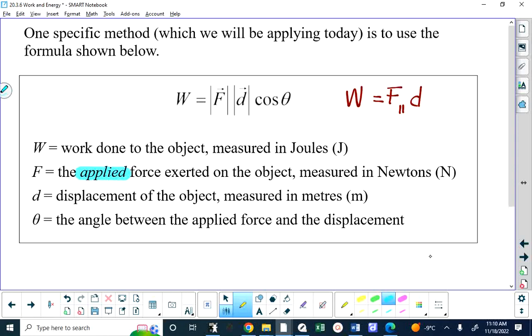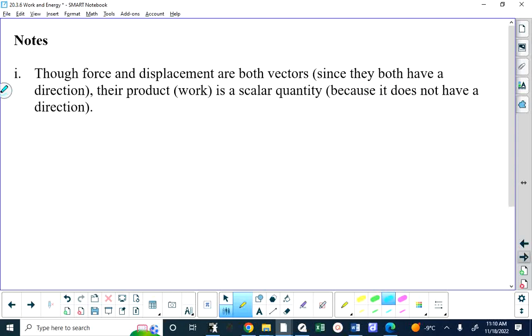We use standard units of newtons for force and meters for displacement, and we get joules. And again, perhaps later today I will explain why we get joules out of that. I think I will, but I just don't want to do it right now.